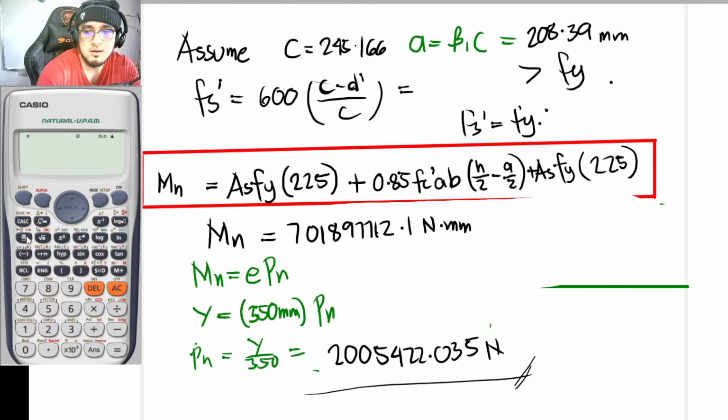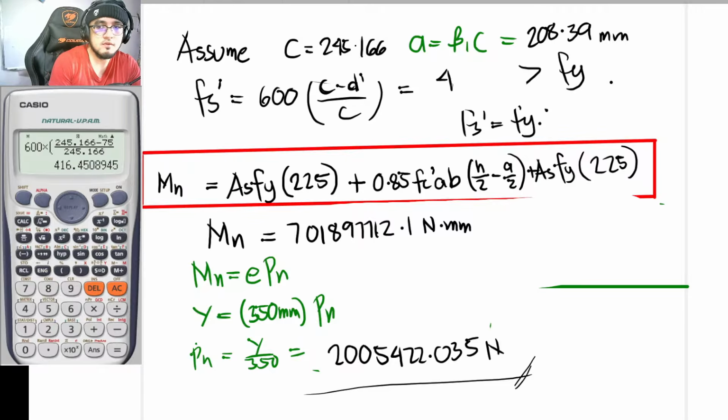And as for your value for your Fs prime, let us solve if it would still yield. So 600 times C minus D, so this is alpha, what is our C? So 245.166 minus 75, divided by 245.166. So our answer here is 416.45 mm, and it is still greater than Fy. So our Fs prime is equal to Fy.